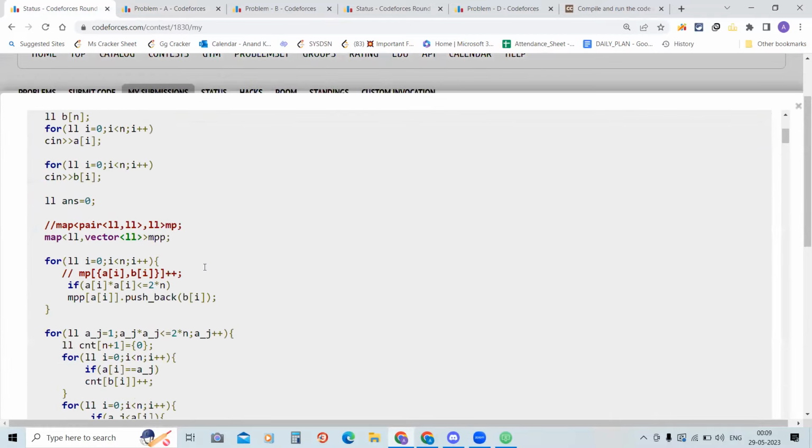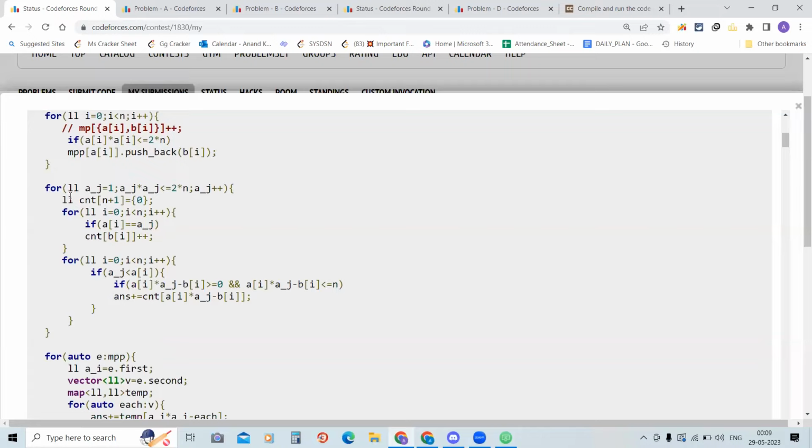So in my second solution, which was the accepted one, I am just changing the order of loop. So here I am first fixing the AJ values. So AJ will run from 1 to 2n. Then I am declaring a count array of size n plus 1. Then I iterate over all the AI BI values, and if AI is equal to this AJ, because I have fixed AJ, so I will consider only those AI BI for which AI is equal to this AJ. If this is so, I increment the value of BI.